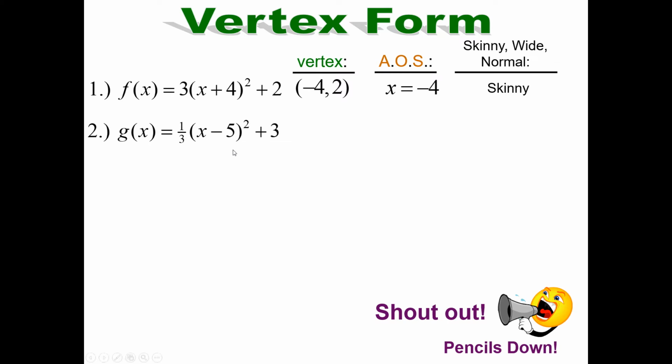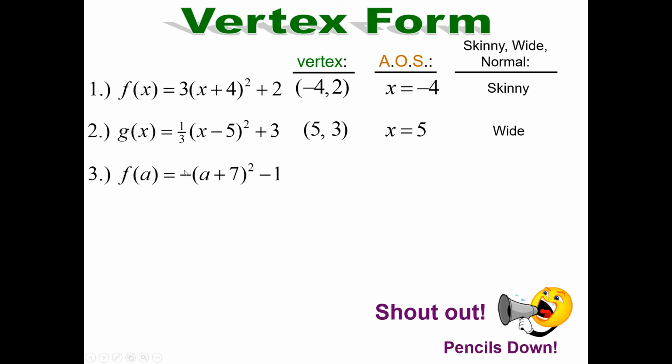It pushes the parabola together. Vertex, opposite, same. AOS, just the x value of the vertex. Okay, now this number here gives us the shape, and since it's smaller than 1, it's going to be wide.